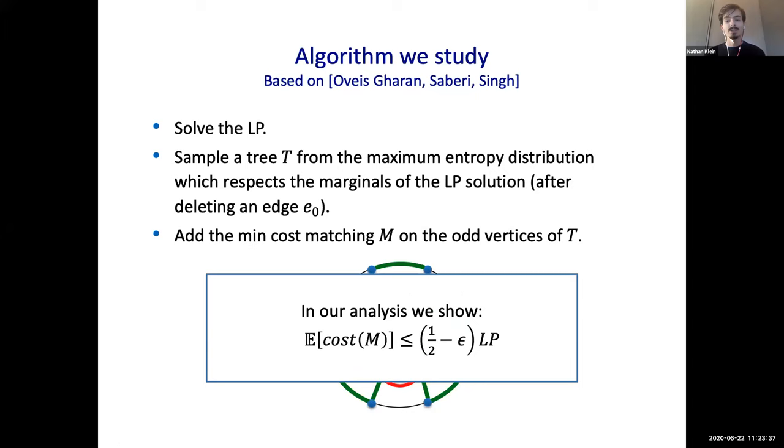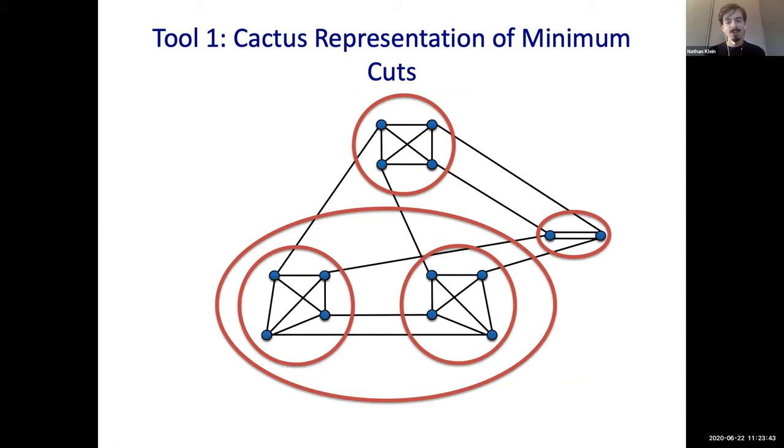Our analysis of the cost of the matching uses three main tools. Here's an example half integral graph where every edge has x_e equals 1/2, so it's 4-regular. Analyzing the cost of the matching is closely related to the parity and the structure of the minimum cuts in the support graph. Here are the cuts containing exactly 4 edges. We use the so-called cactus representation of minimum cuts to narrow our focus to a laminar hierarchy of minimum cuts.